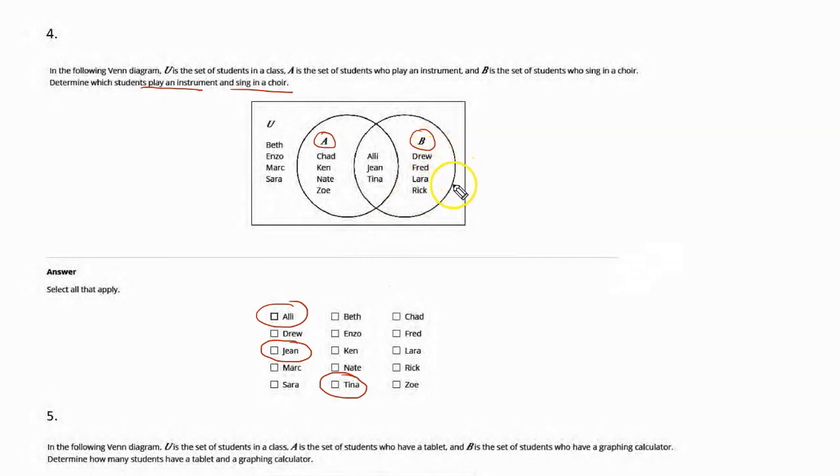Now, of this group of students, which only play a musical instrument? Well, that would be this group. Or only sing in the choir? That would be this group. How about if they asked you to do this? A union with B. Then you would list all of the names. Right now, they're asking A intersecting with B. You want to become familiar with the symbolism we use in set operations.